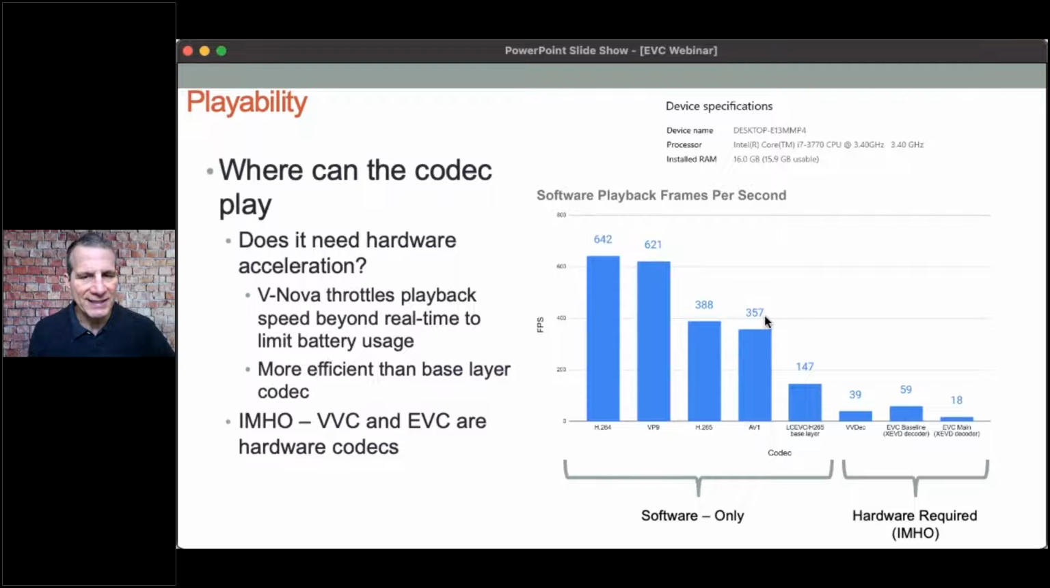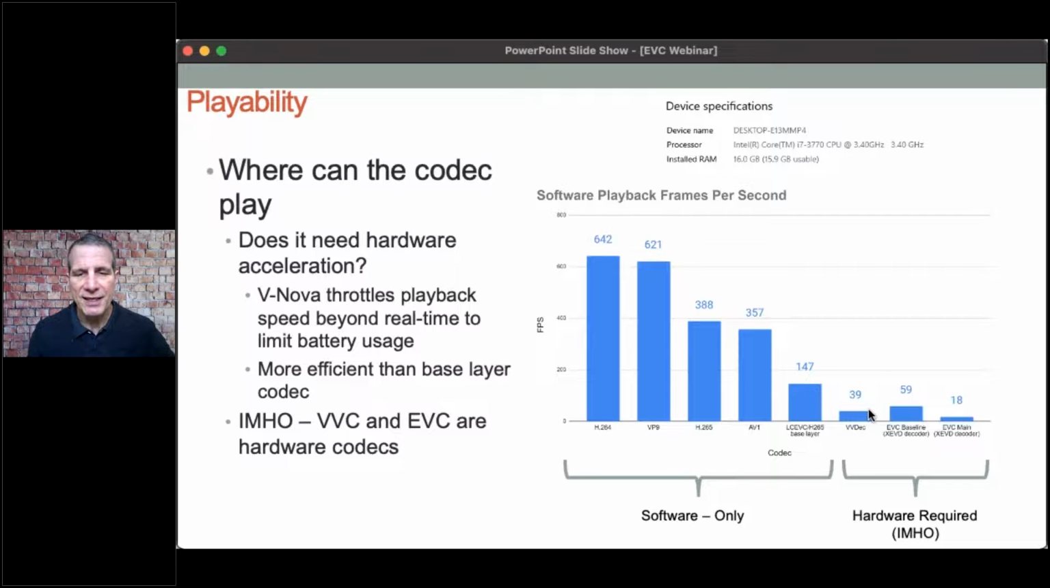AV1 was 357. LCEVC with x265 as the base layer was around 147, but V-Nova gates playback speed to preserve battery life. So I don't think that's an implementation of software versus hardware. And I think the first codecs that I mentioned, these 5, can play back in software on most devices.